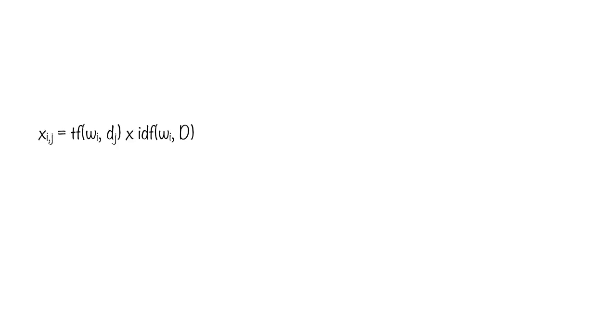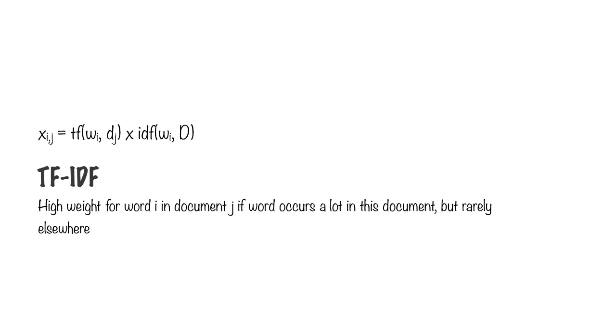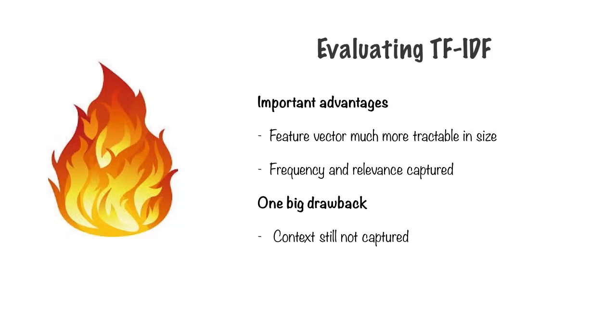The TF-IDF algorithm tries to capture the significance of both of these terms. It assigns a high weight for a word I in document J if the word occurs really frequently within this document but rarely elsewhere. This TF-IDF method is commonly used in search algorithms in order to assign weights to search terms. The TF-IDF method offers some important advantages over the one-hot representation that we saw earlier.